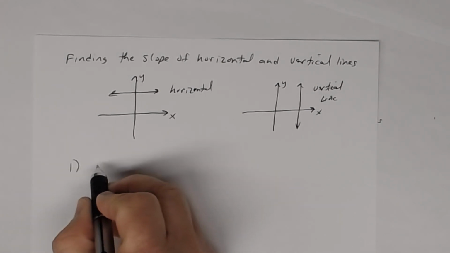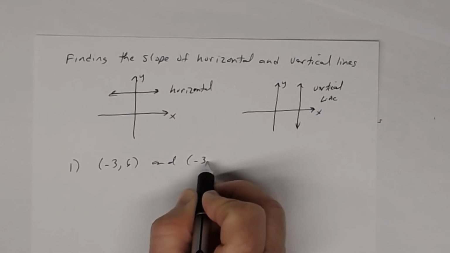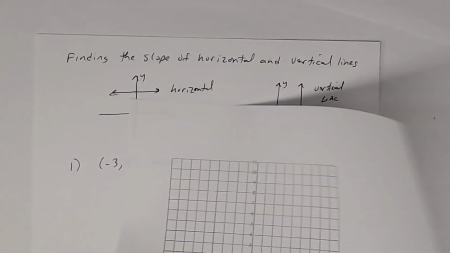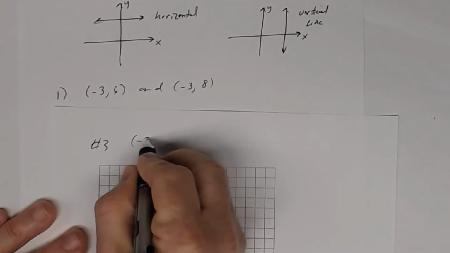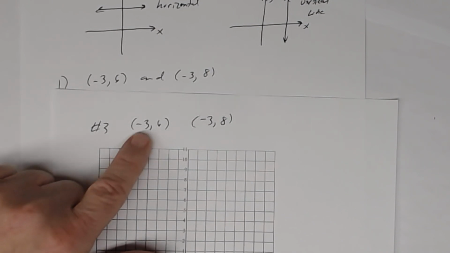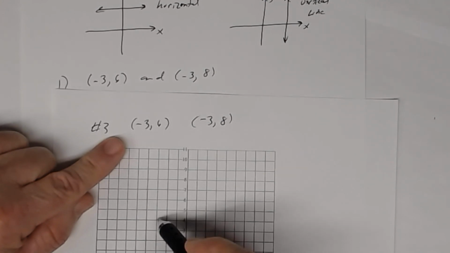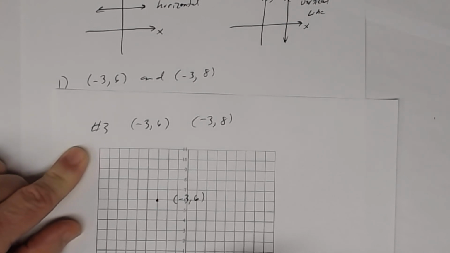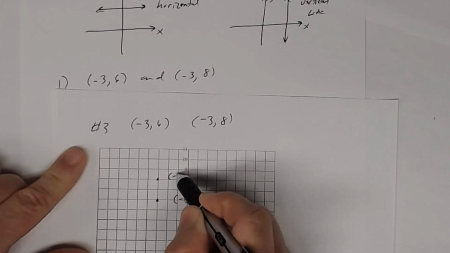In our first example, we have these 2 points, (-3, 6) and (-3, 8). If I were to plot those 2 points, I want you to notice something. Here are those 2 points. This would be number 1. So we have (-3, 6), which is right here, and then (-3, 8), which is right here.